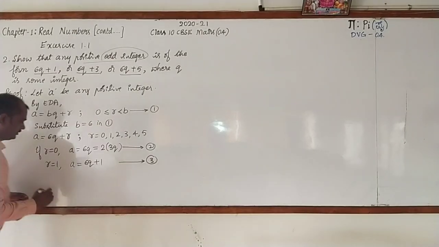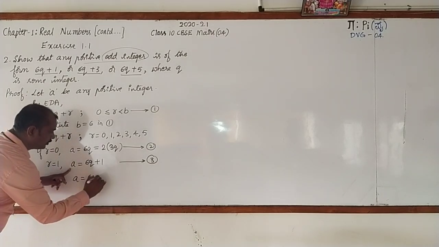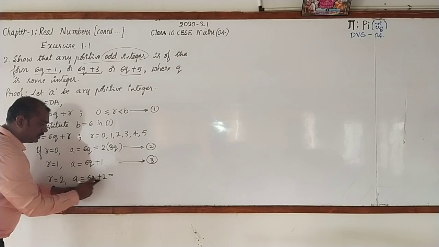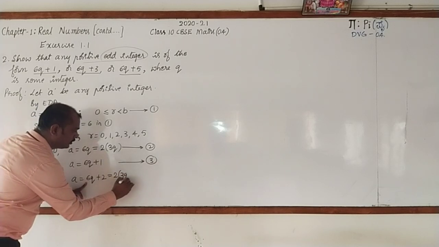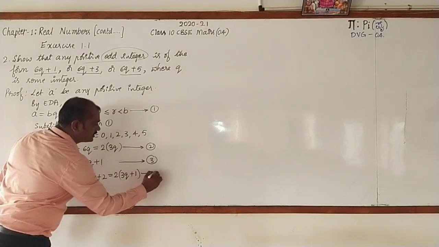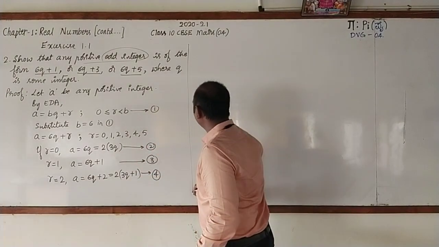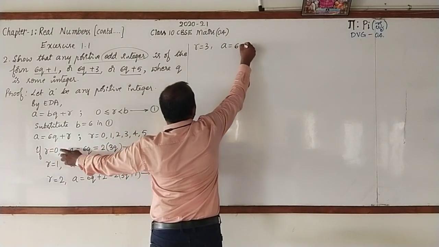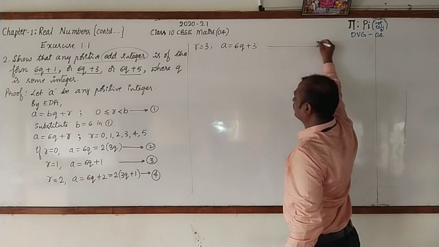This is statement 3. If r equal to 2, then a equal to 6q plus 2. This can be rewritten as, here 2 is the common factor. Then you can write 2 how much are 6? It is 3. q as it is. 2 how much are 2? 1 are. Now call this as statement 4. Next, if r equal to 3, then a equal to 6q plus 3. Call this statement as 5.